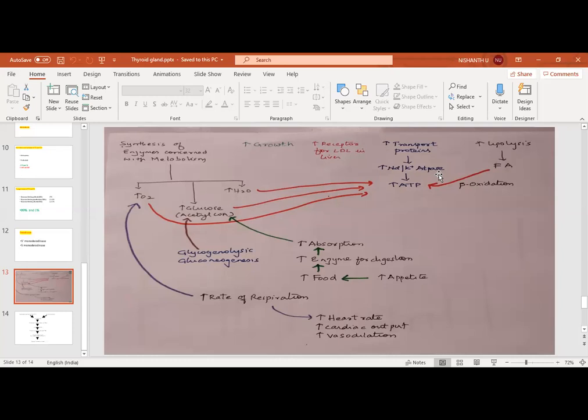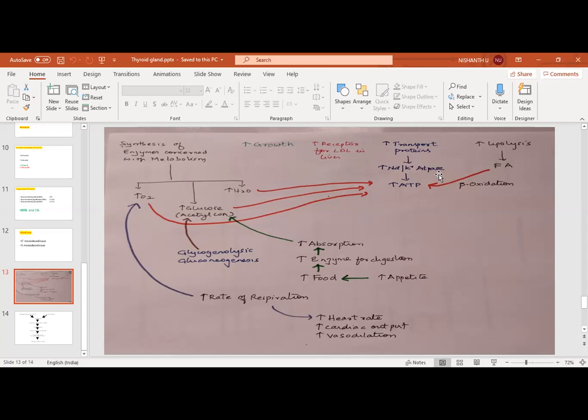For every three sodiums which are coming out of the cell, two potassiums will go inside the cell. Repeat again: three sodiums will come out of the cell and two potassiums will go inside the cell. So this is the role of sodium potassium ATPase.